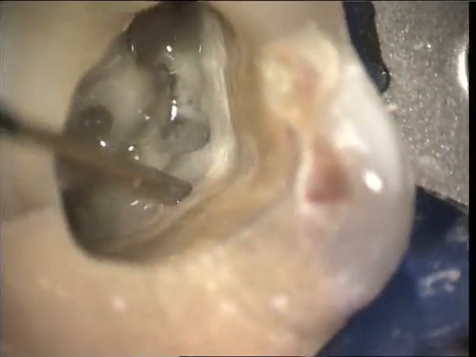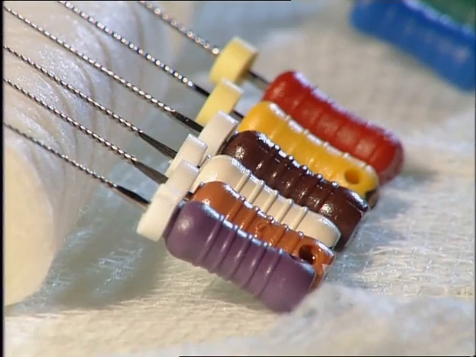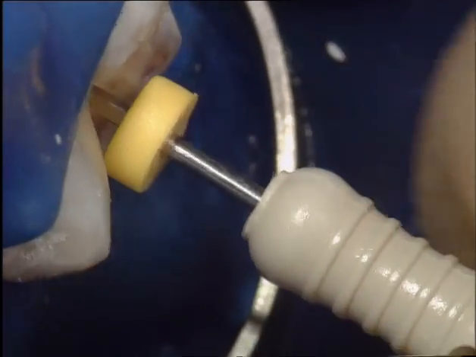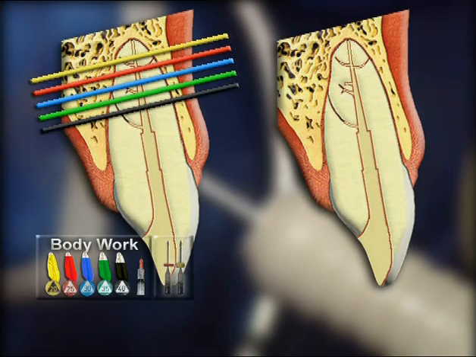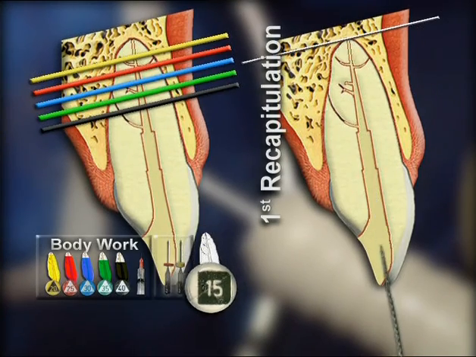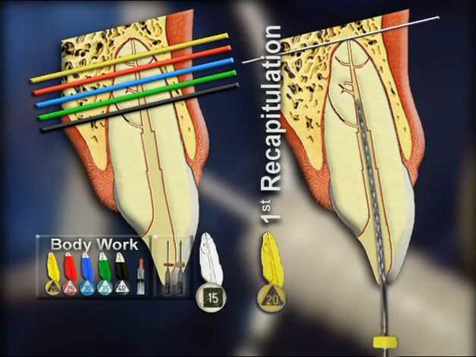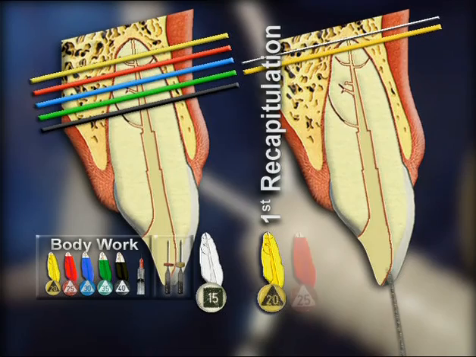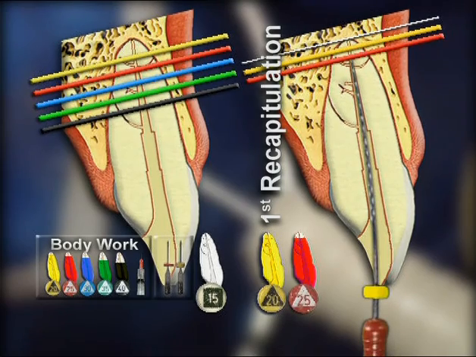After irrigation, we recapitulate for the first time. With a probing action, we replace to the apex the last instrument which has been worked to this depth, in our case a number 15 file. The patency of the foramen is checked. We irrigate, reintroduce, and reapply every reamer in the series previously used, in most instances without any pressure.